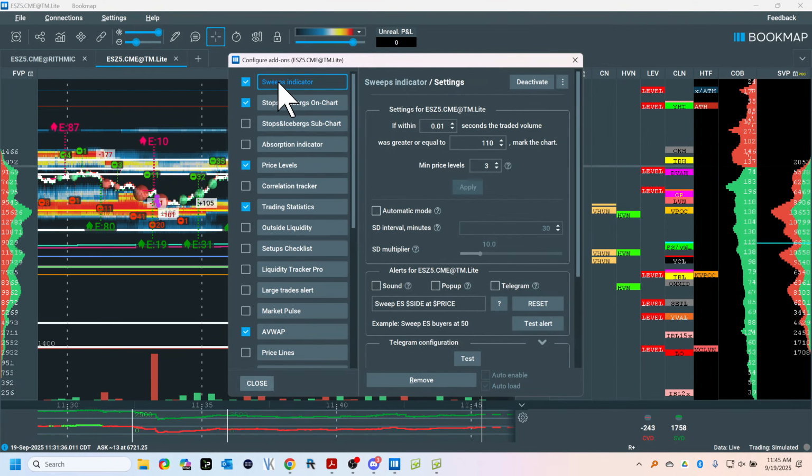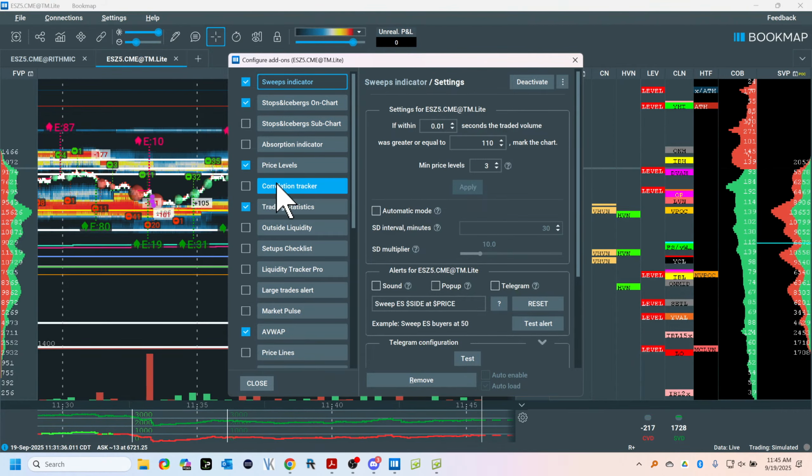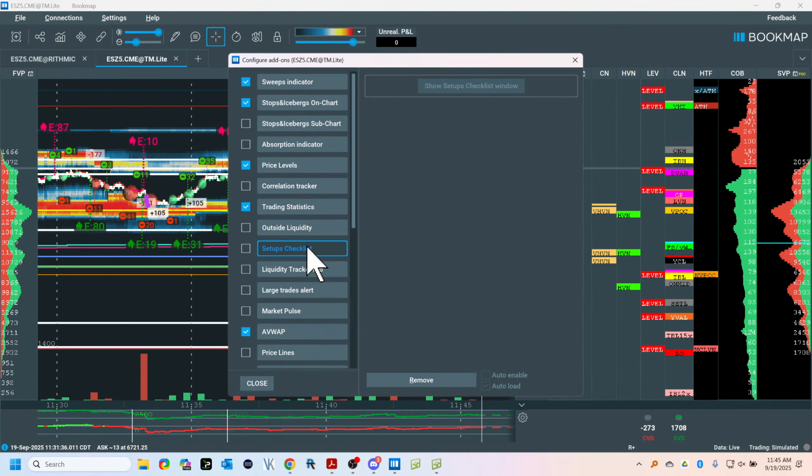In case you guys are visiting from YouTube or even in TraderLab, and you're not familiar, there's a lot of stuff that comes with Global Plus: sweep stops, icebergs, absorption, correlation. If I want to watch the NQ and the correlation of NQ with ES, I can. And there's a setups checklist. Guys, there's a setups checklist. Do you know that? You put your setups in there and the rules. I don't have any in here, but here.